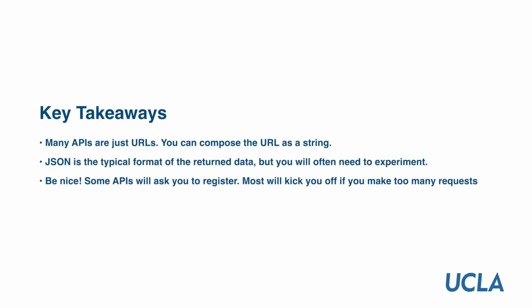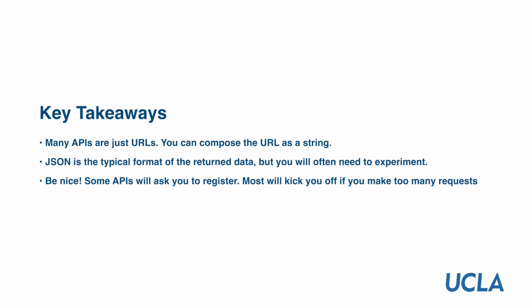And I'll leave you with these takeaways. While APIs might seem intimidating, really they're just text strings that you can often paste in a web browser, or you can access using requests. You can build up these strings step by step. Often JSON is what they're going to give back to you, but you'll often need to experiment. Again, detective work is the key here. Look at the output, going through it step by step.